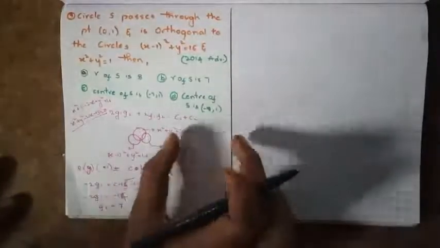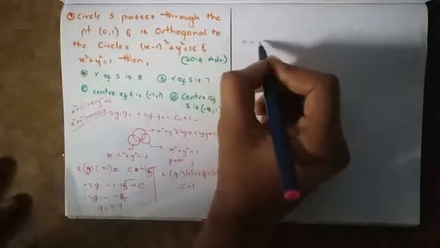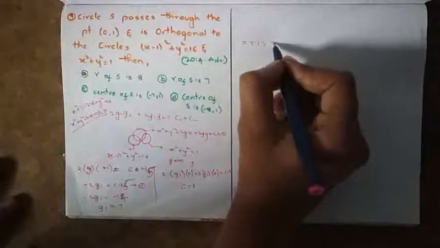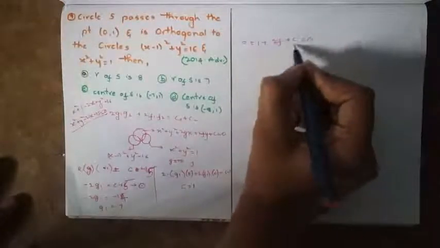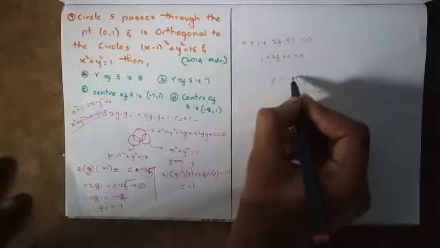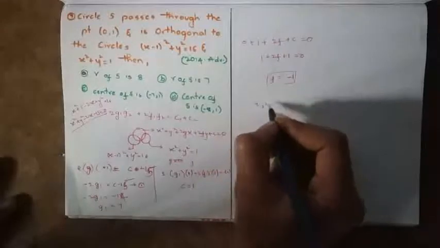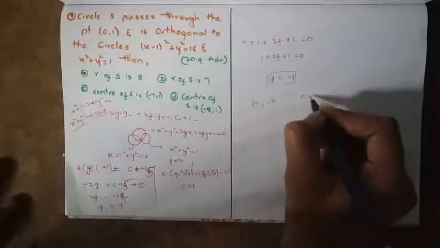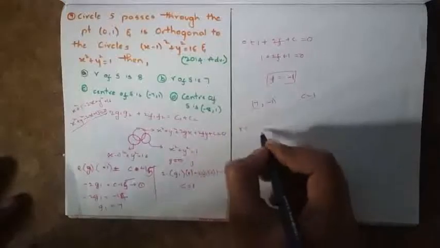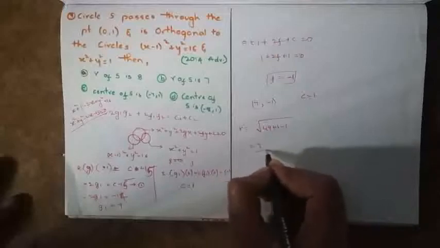I substituted here. How to get the f value? See, this will pass through 0, 1. So 0 square plus 1 plus 2f plus c is equal to 0. C value is 1. F value will be minus 1. Okay. 7 comma minus 1. And c value is 1. Radius will be square root of 49 plus 1 minus 1. It will become 7. Okay.